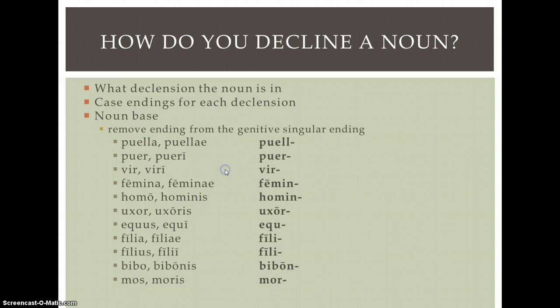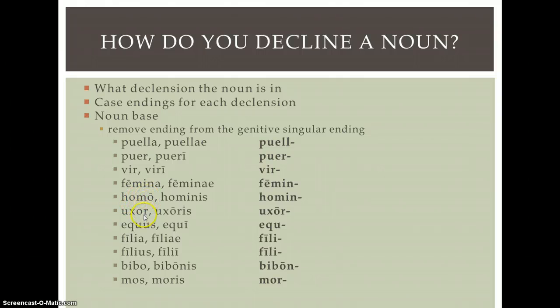And so on the next slide, I have the answers. You take the genitive ending off of puelli and you get puel. Now, you'll notice that for some of these nouns, it wouldn't really matter if you took the nominative or the genitive ending off because you'd get the same noun base. You know, puella, you take the A off, you get puel. Puelli, you take the I off, you get puel. There you go.